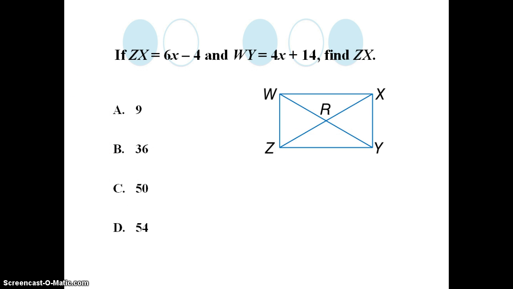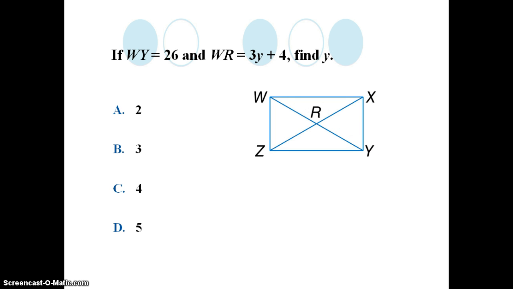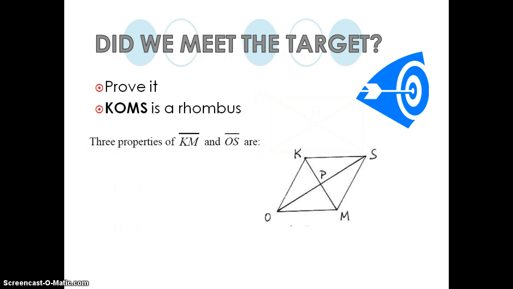If ZX is equal to 6x minus 4 and WY is equal to 4x plus 14, find ZX. I want you to try this on your own. The answer is 50. If WY is equal to 26 and WR is equal to 3y plus 4, find y. Try this on your own. The answer is 3. And let's see if you met the target.